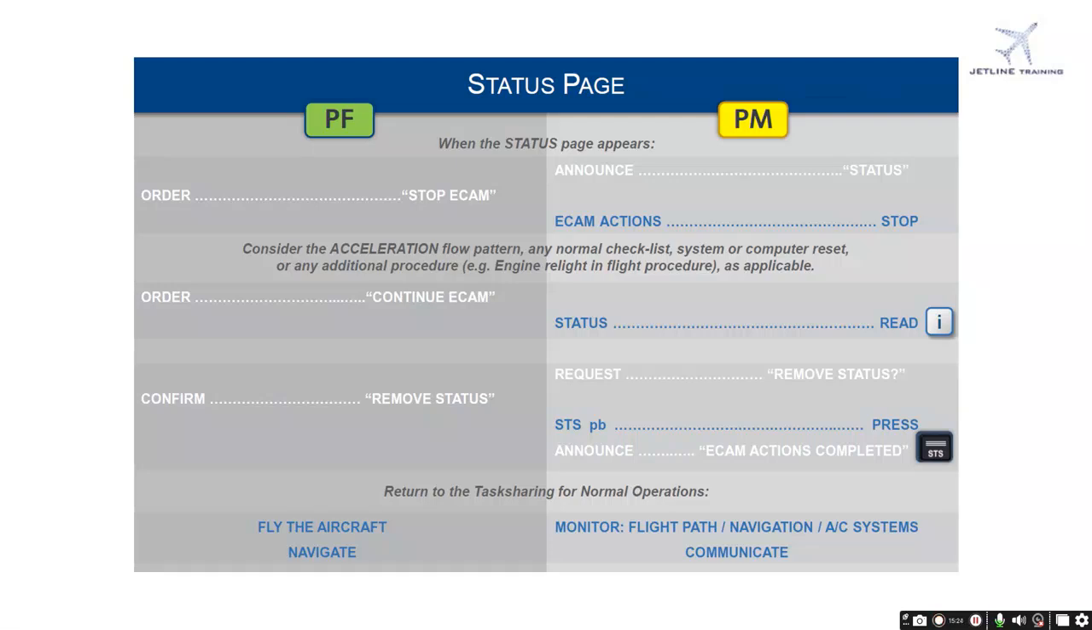But if not, or if they are not applicable, then the pilot flying orders continue ECAM. Pilot monitoring reads status like a book, no actions done at that point from the status. When the status is done, pilot monitoring requests remove status, pilot flying confirms remove status, and pilot monitoring announces ECAM actions completed. With ECAM actions complete, communication goes back to pilot monitoring.